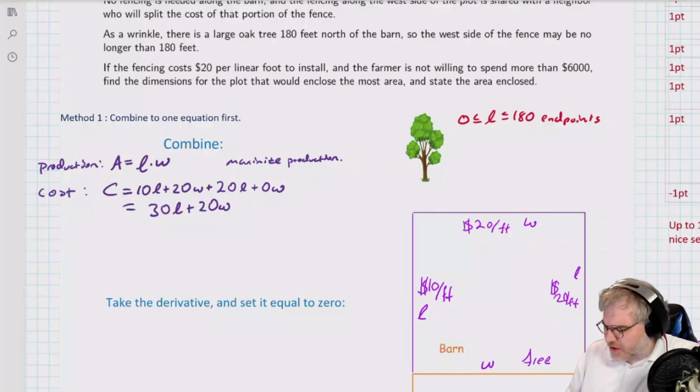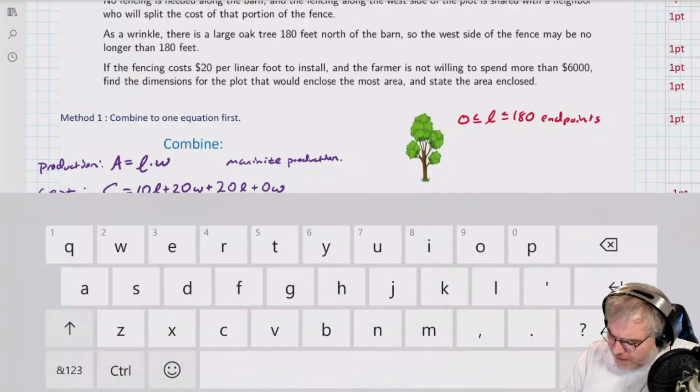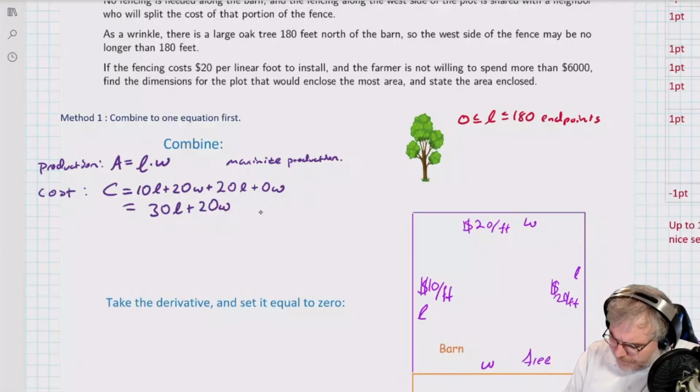All right, so now I'm going to combine this equation. I'm going to choose L to be the thing I solve for, just because that's the thing with my endpoints. I could choose W and then come back, but let's choose L. So I'm going to solve this for W. Sorry, the money we're going to spend is $6,000. So I'm going to solve this for W, and I wind up with 20W equals 6,000 minus 30L.